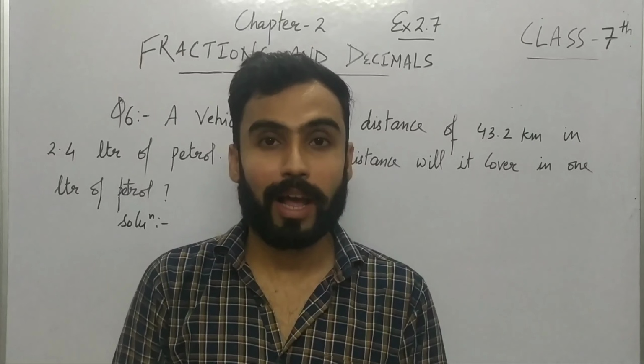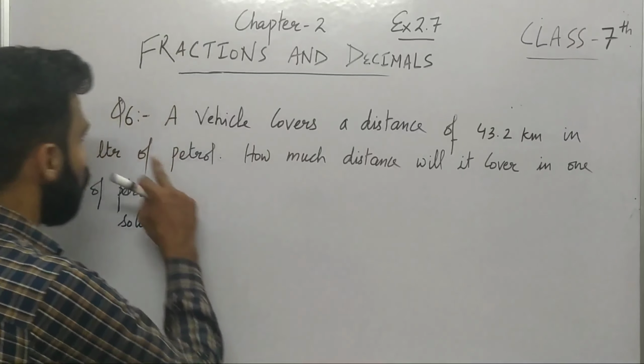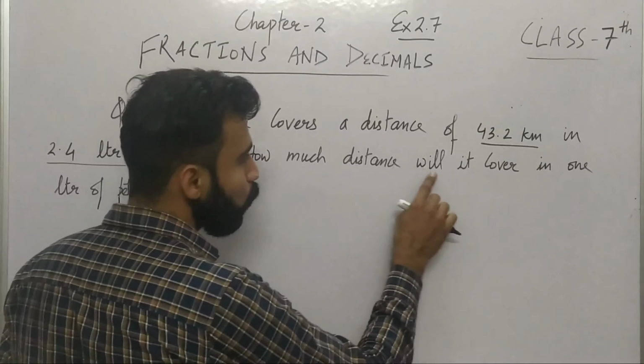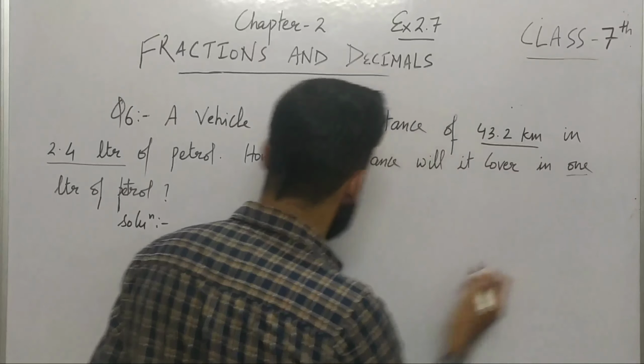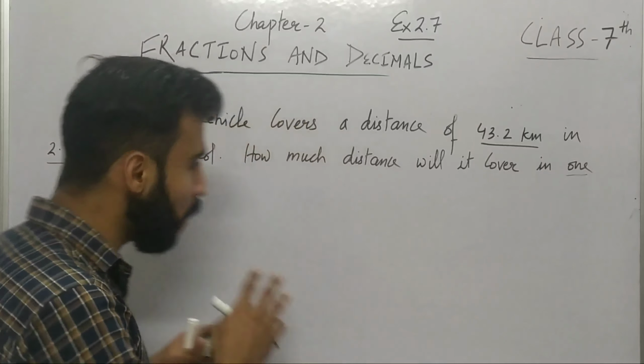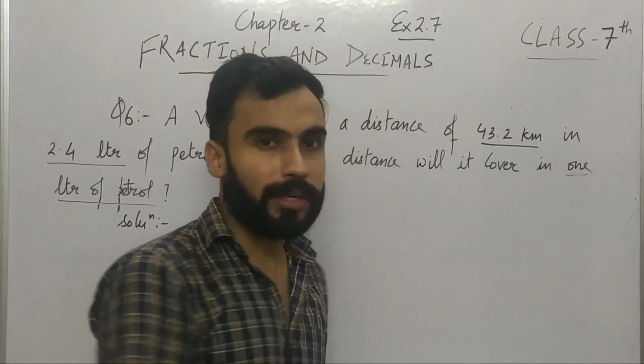And this is going to be the last question of this whole chapter, right? So let's jump into it. Now, this question says, a vehicle covers a distance of 43.2 kilometers in 2.4 liters of petrol, right? Now further it is given to us, how much distance will it cover in 1 liter of petrol? So here it is given to us that in 2.4 liters of petrol, this vehicle covers 43.2 kilometers distance.